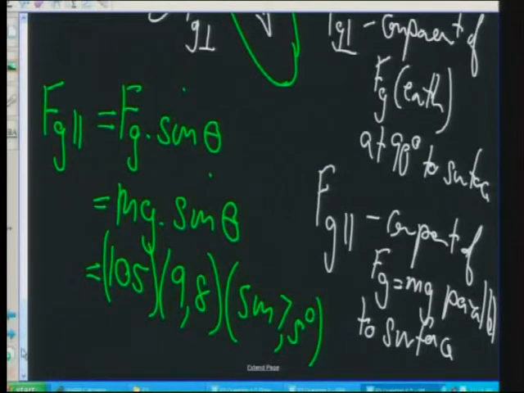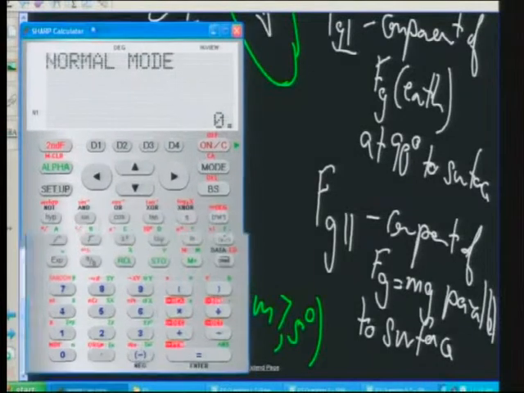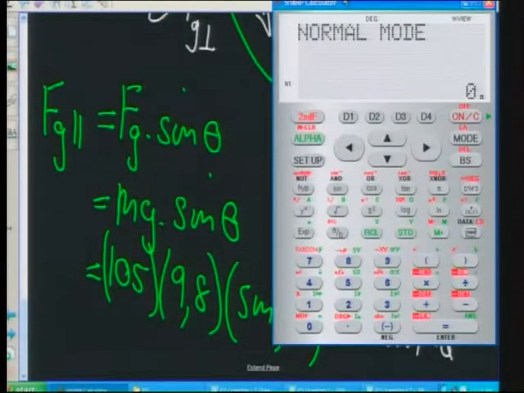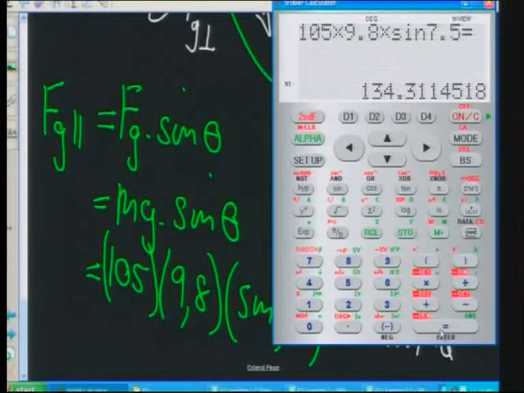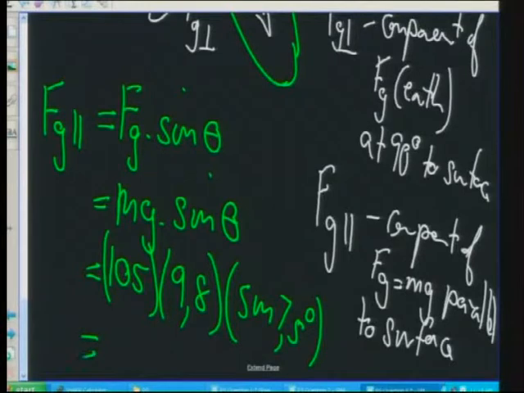And if I do that, I'm going to just use the calculator quickly, just move it across so I can get the whole screen in. 105 times 9.8 times my sine of 7.5, and it gives me an answer of 134,31. Let me write that down. 134,31 newtons down the slope.